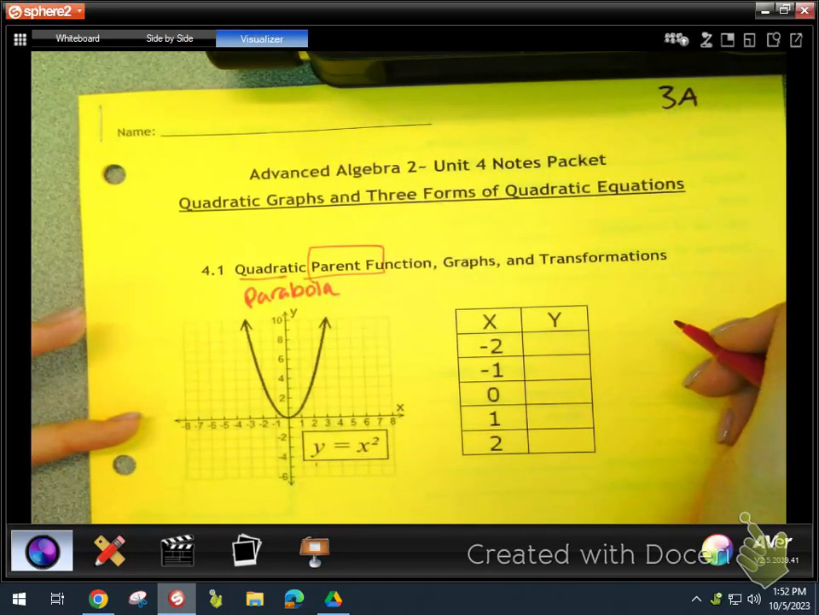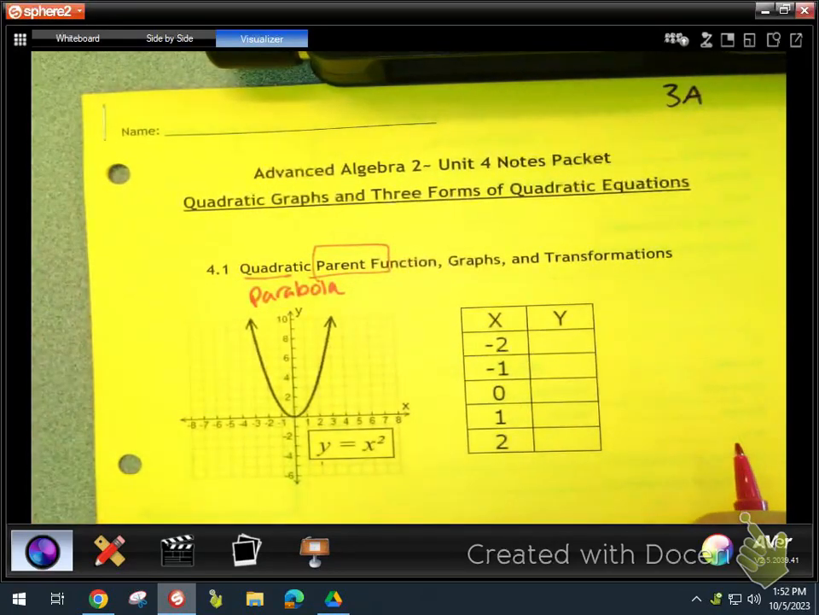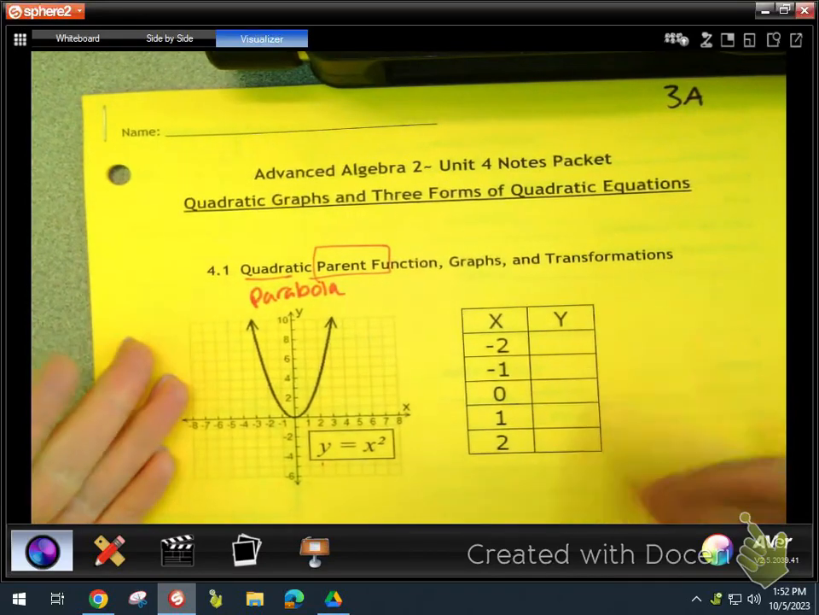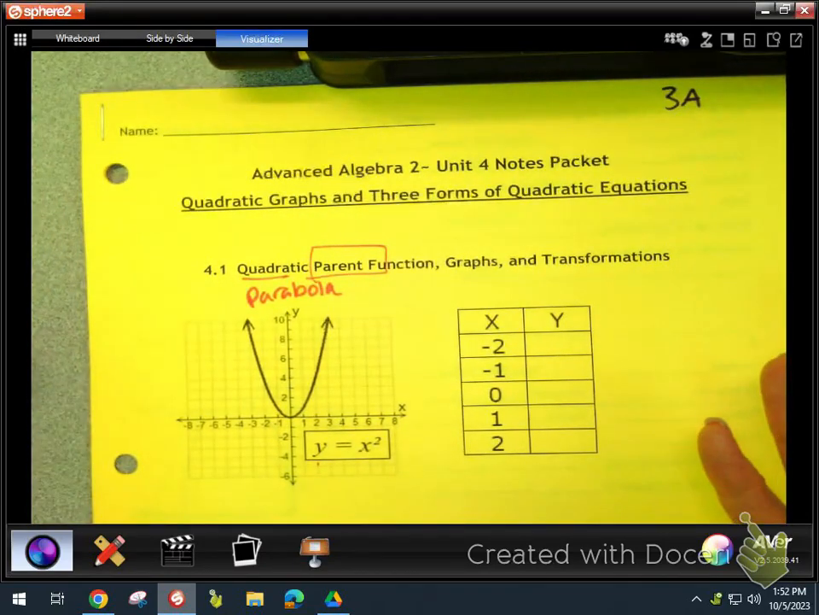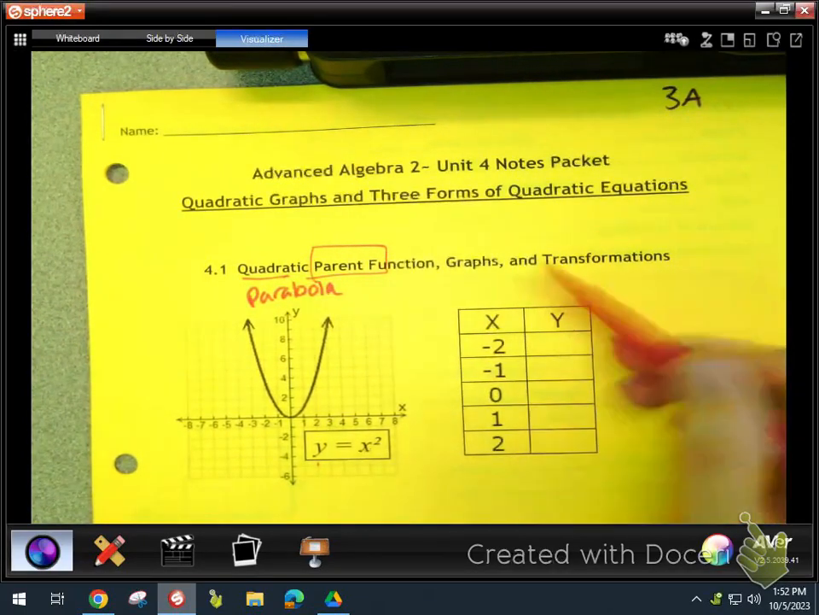Could you pick whatever x's you want? Sure, but if you have a grid that's going -6 to +10, I probably wouldn't go that far on the y. And -8 to +8, I don't think I'd go that crazy with picking big numbers. So suggestion, from here on out, just stick with these guys.